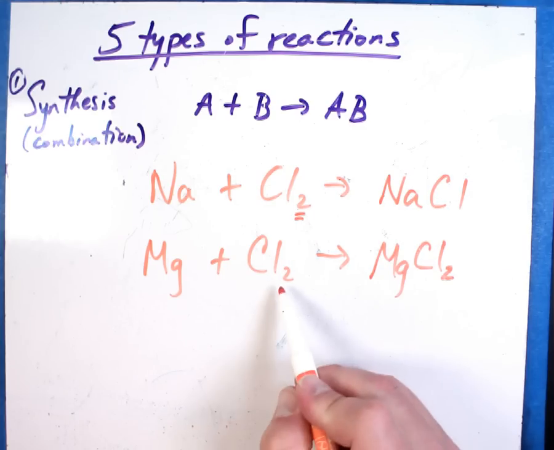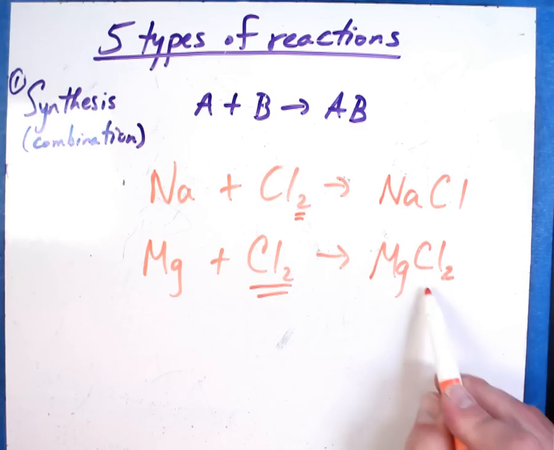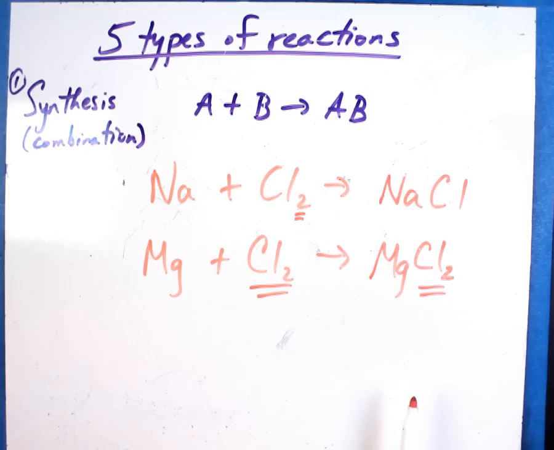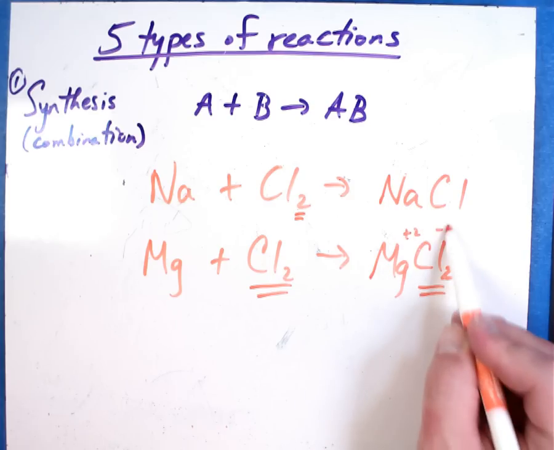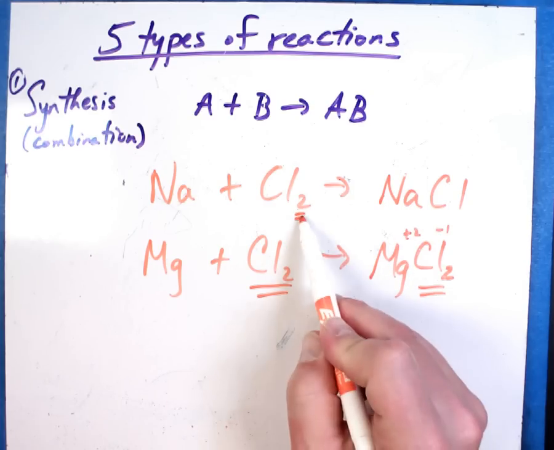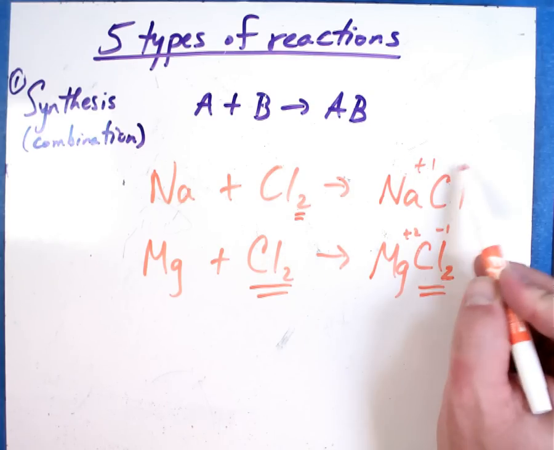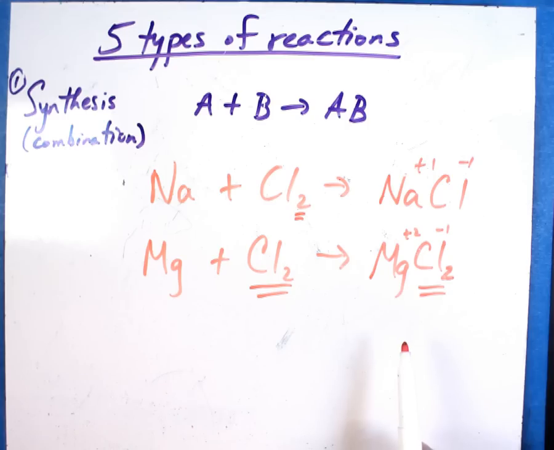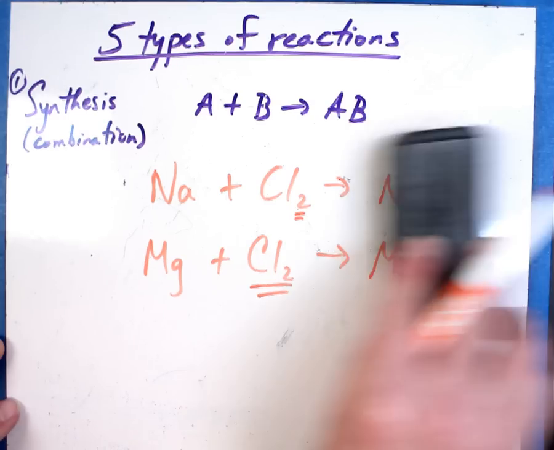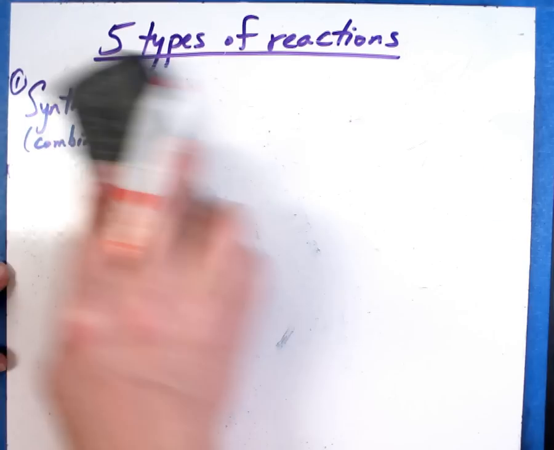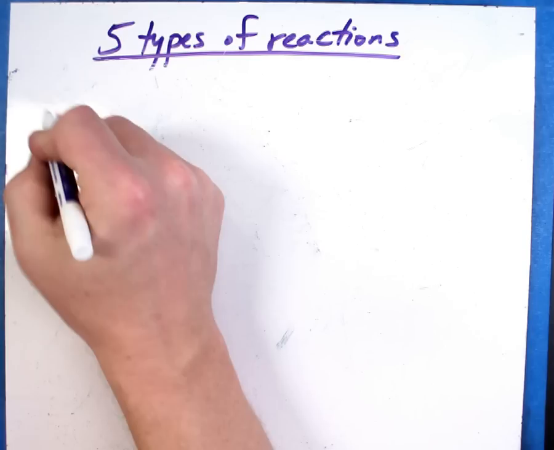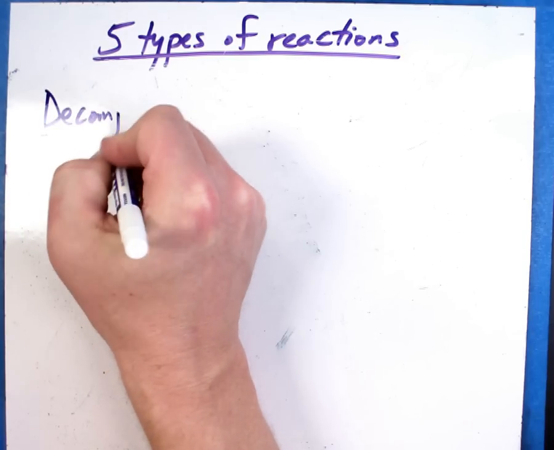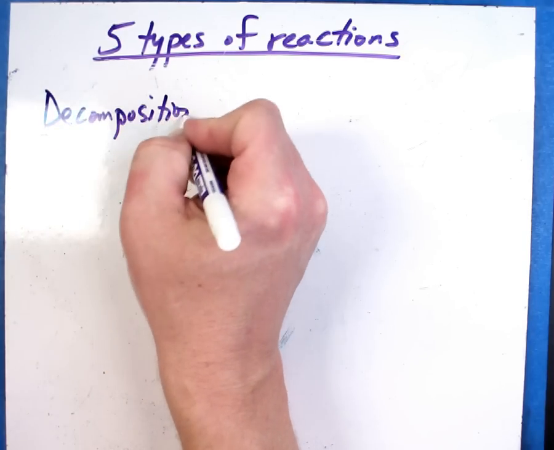Tricky, tricky. Watch this. Is this a 2 for the same reason this is a 2? The answer is no. This is a diatomic. It's one of those 7. This 2 came from charges when I had plus 2 and minus 1. You'll notice that 2 is not over here because this was plus 1 minus 1. The 2 wasn't needed. Okay? Those are synthesis reactions. What if you had a decomposition reaction? Okay, here's an example of that.